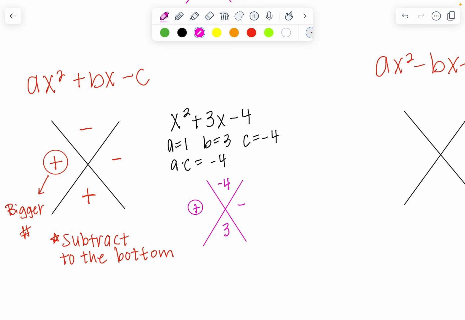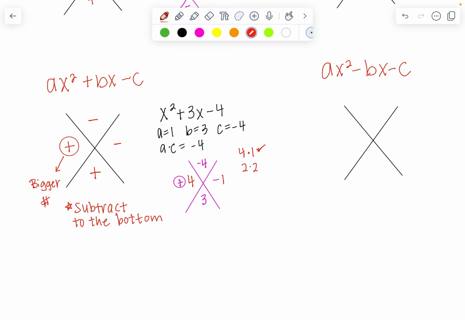So if I look at factors of 4, I can do 4 times 1 or 2 times 2, and they have to subtract to give me 3. 4 minus 1 is 3, so those are my two factors, but I know that the bigger number has to be positive, so positive 4 and negative 1.